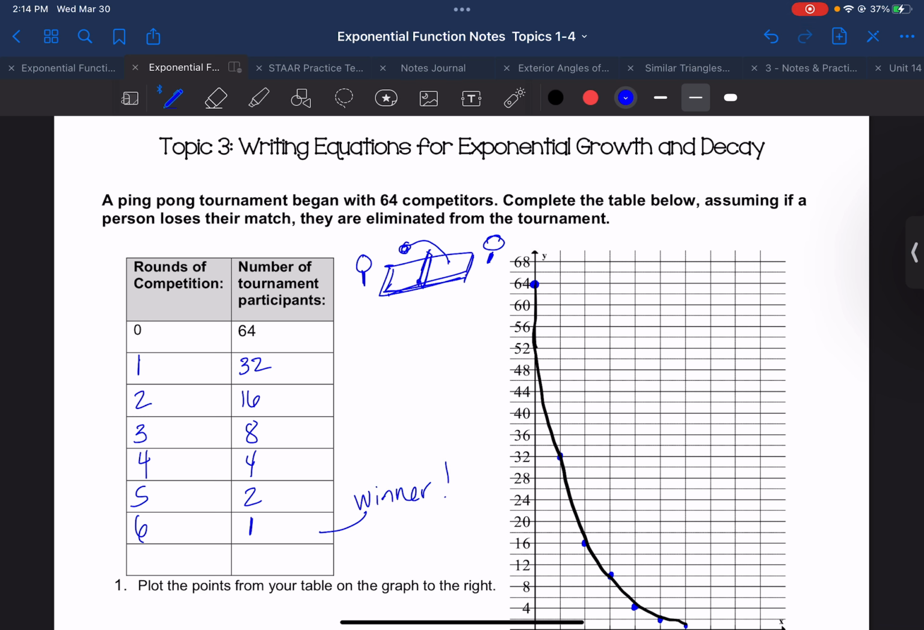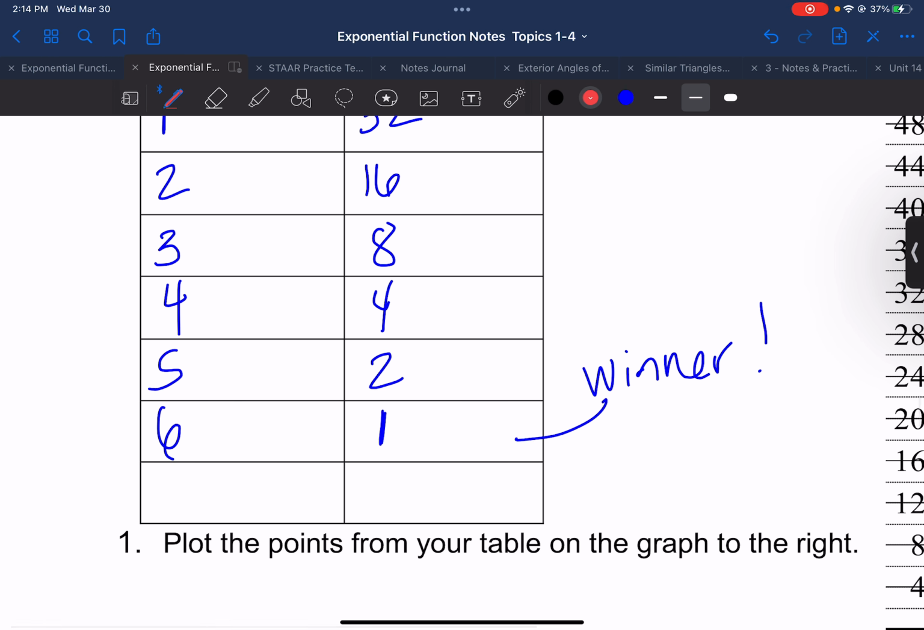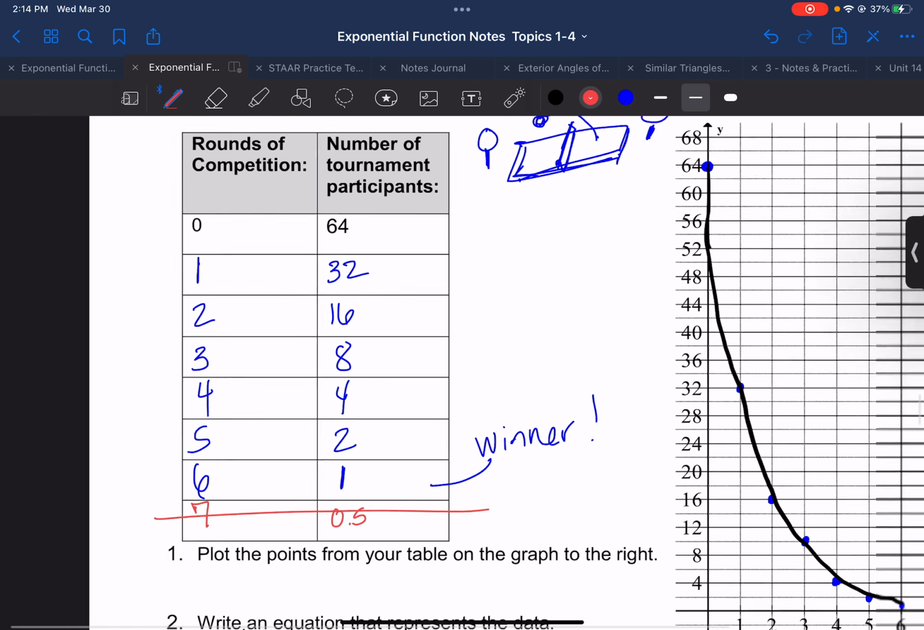Woo. All right, winner. Now, I'm going to write this in a different color so you guys see. If I was to still go, after the 7th round, I would have 0.5 of a person. But that doesn't make any sense, so we actually are not going to even write that because it doesn't make sense to have half of a person.